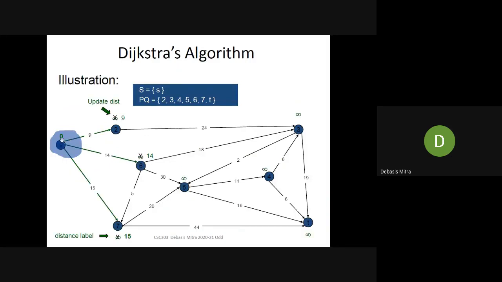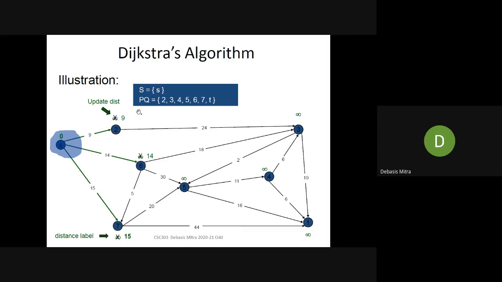So the d value of S is 0, and 0 plus 9 is less than the existing d value, so it will be replaced by that. 0 plus 14 is less than infinity, so 14 will be this, and 0 plus 15 will replace as well. And if you wanted to keep the parent information, then the parent of all of these nodes would be set to S in the bookkeeping. Earlier it was unknown. Now this completes the first step, and the situation is like this.